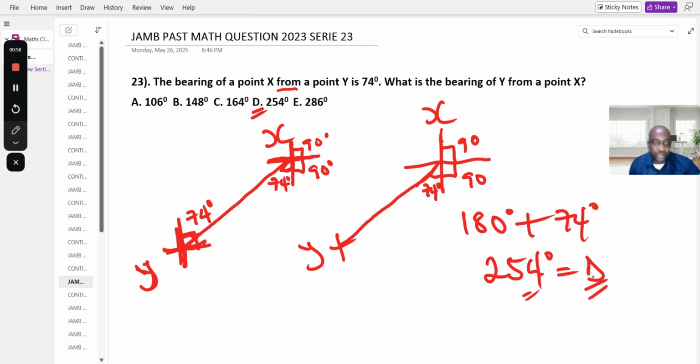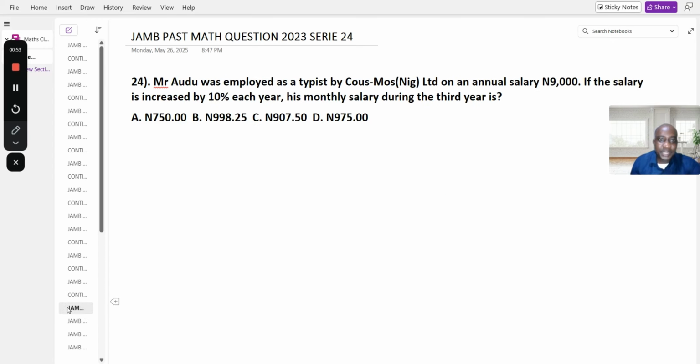Let's move to the next question. Mr. Adu was employed as a typist by Comos Nigeria Limited on an annual salary of 9,000 naira. If the salary is increased by 10% each year, and I want us to take note of it, each year, his monthly salary during the third year will be what? His annual salary is what? 9,000 naira.